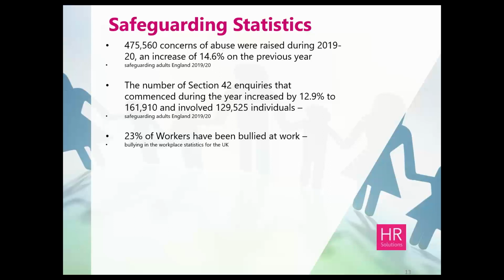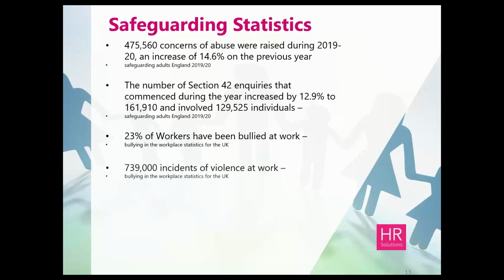Interesting start, and again, this is from the Bullying in the Workplace Statistics report. 23% of workers have been bullied at work, and again, we would consider bullying at work a safeguarding issue, because that can lead to physical, verbal, or mental abuse, and can lead to different conditions and illnesses, and just generally the person feeling pretty rubbish in the workplace. That can then lead to them having time off work, and their performance dipping, and that could then lead to potentially an HR issue. But yeah, nearly a quarter of workers that were surveyed feel that they've been bullied at work.